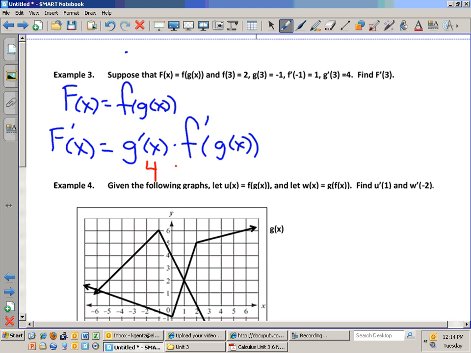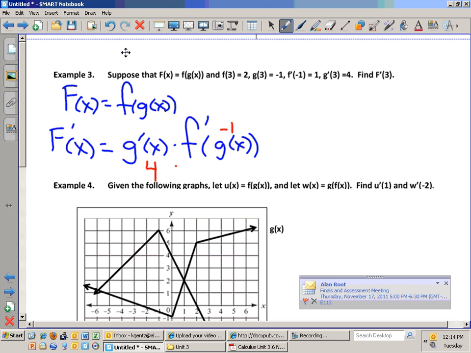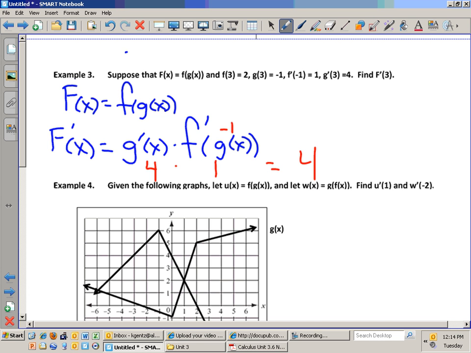You guys all said that g of 3 is -1, right? So what this is really asking is what is f prime of -1? What is f prime of -1? 1. How do you like them apples? So not too bad. Just got to write it out.